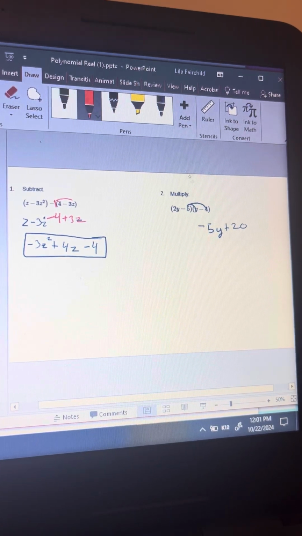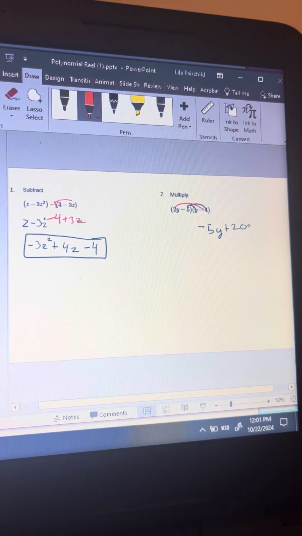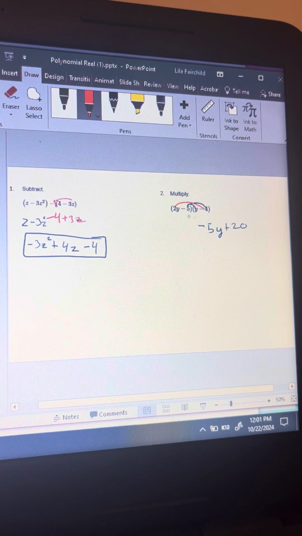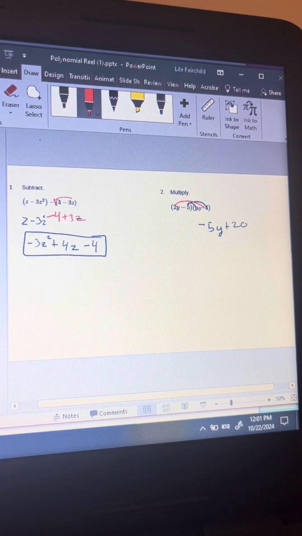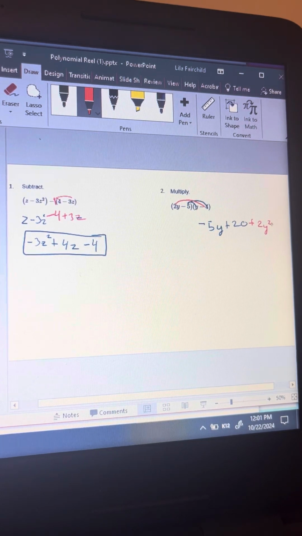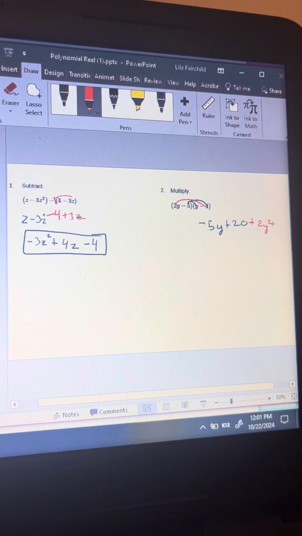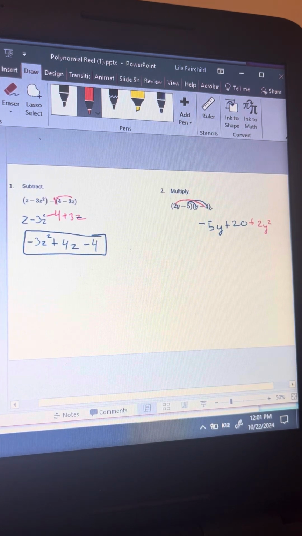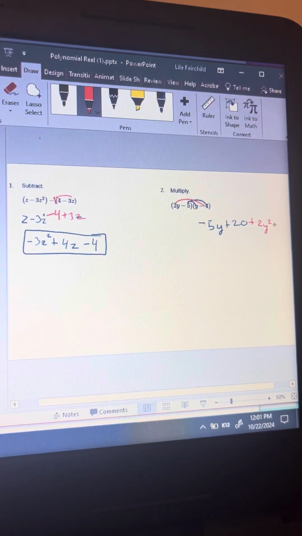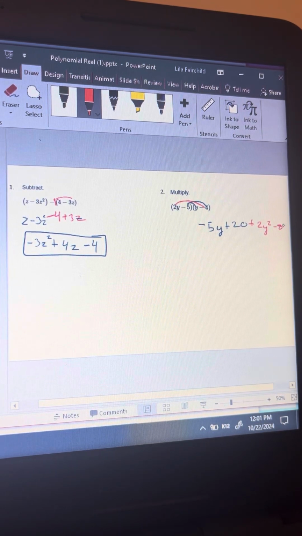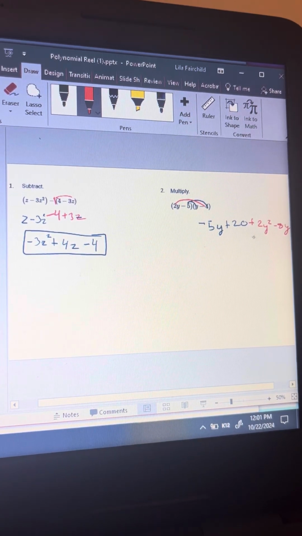And then now for the 2, distributing the 2, it's gonna be 2y times y, it's gonna be plus, because they're both positive, plus 2y to the power of 2, since there's 2 y's. And then it's gonna be 2y times 4 times -4 equals -8y.